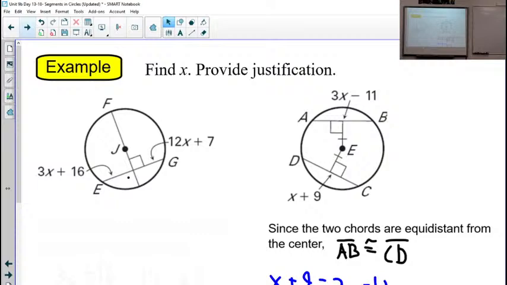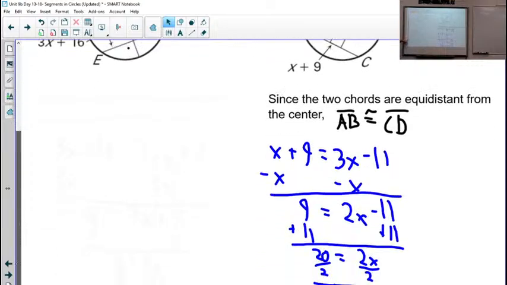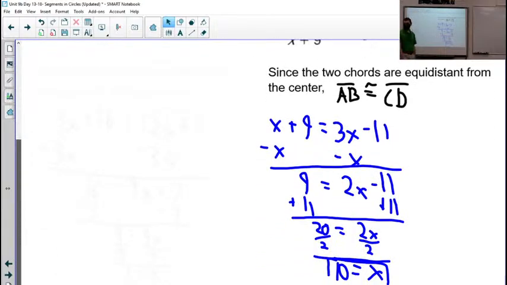But we're setting them equal to each other because same distance from the center means the chords are congruent. Congruent is going to mean they measure the same. So we're setting them equal to each other. Get everything with x on the same side. Add, divide. We get 10.